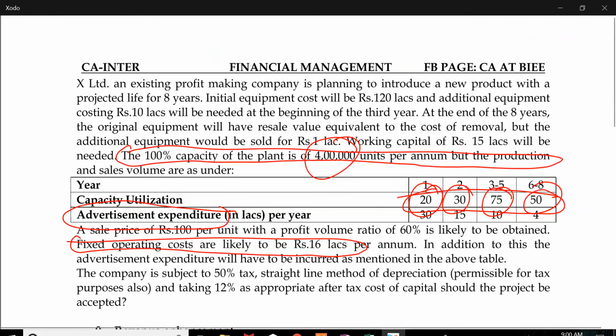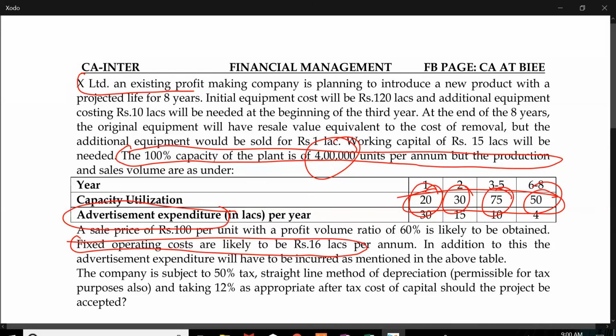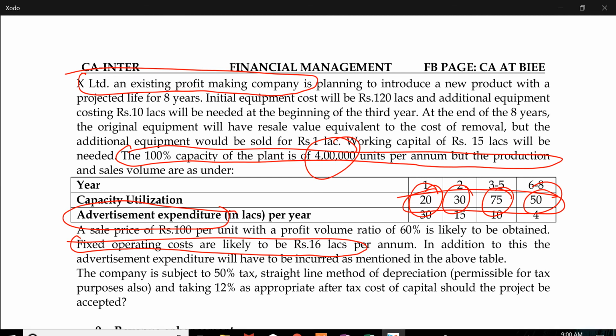And the important reference which is given in the question is existing profit making company, which means this loss will be set off against the profits which they have been making, and these profits will come down. Accordingly the tax outflow will come down. So whenever a company makes a loss, that is beneficial from a tax point of view.